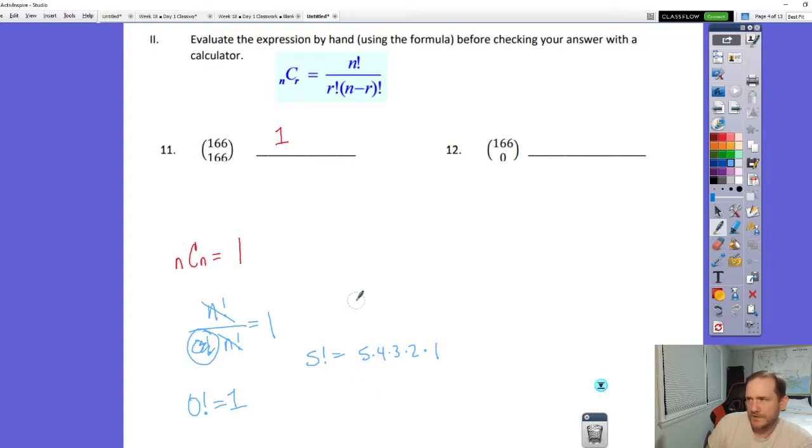Awesome. Okay. Hey, by the same token, 16 choose 0 is also 1. All right, so those are supposed to be easy to evaluate. Moving on.